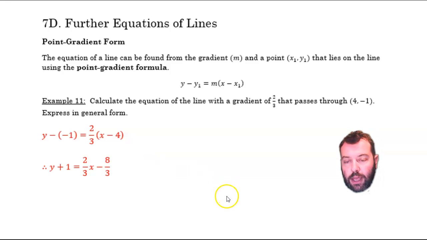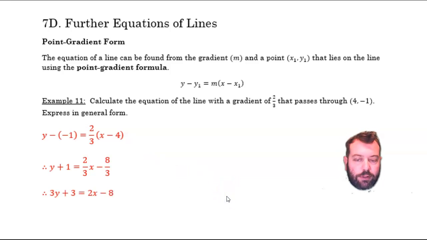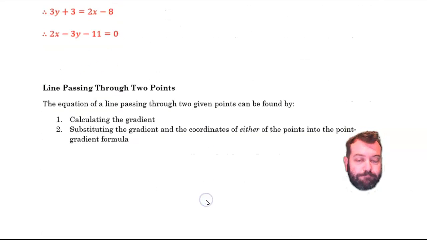I multiply throughout by 3, which gives me 3y plus 3 equals 2x minus 8. And finally, to put it in general form, I'm going to drag the 3y and the 3 over this side here, so that I begin with 2x. So 2x minus 3y minus 11 equals 0. There's our first example using the point gradient formula.